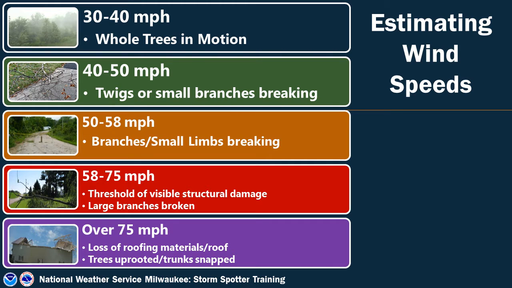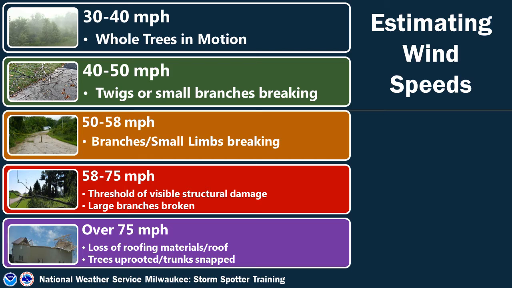So here's a great chart to use to help you estimate wind speed. When you start seeing whole trees in motion, a lot of people will say, oh my gosh, this has got to be at least 60 mile an hour wind speeds. Well, if nothing's breaking off of the tree, in all likelihood, you're probably in the 30 to 40 mile an hour range. Twigs or small branches can start breaking off between 40 and 50 miles an hour, and once branches and smaller limbs start breaking off, that's when you're in the 50 to 58 miles an hour range, and that's generally where we want to start hearing about your reports of strong winds.